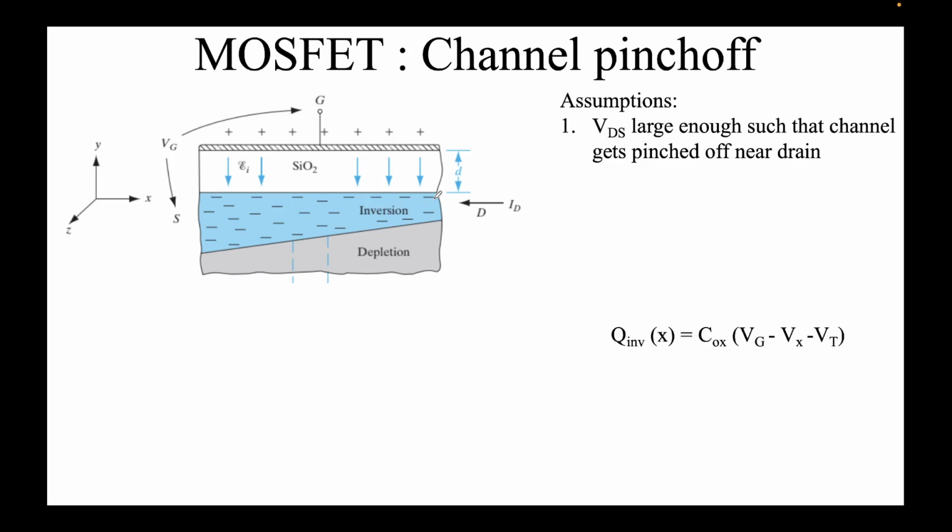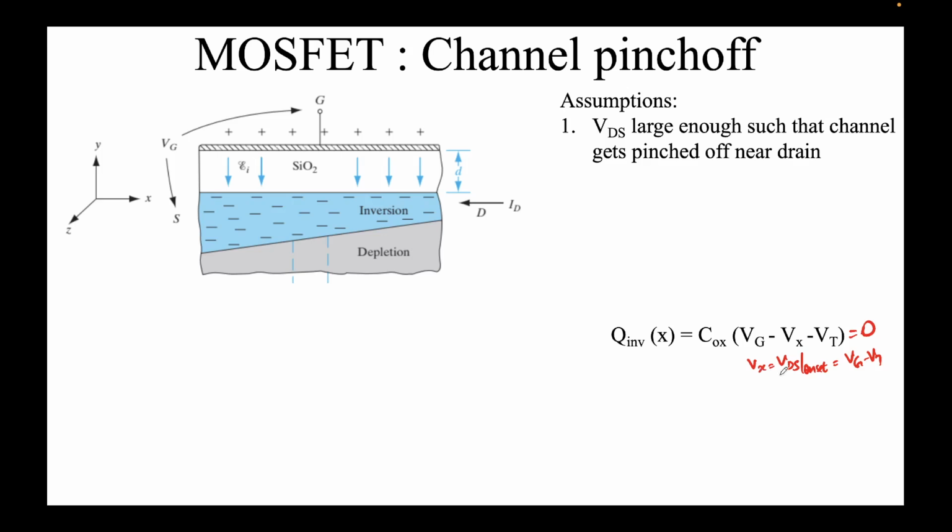Again, this was the expression that we had seen, Q inversion of x. What is the extreme case? I say the inversion layer is not even there. This means this is equal to 0. Cox can never be 0, so Vx, and I'm talking about the point at the extreme right, which is equal to VDS onset, let's say, will be equal to Vg minus Vt.